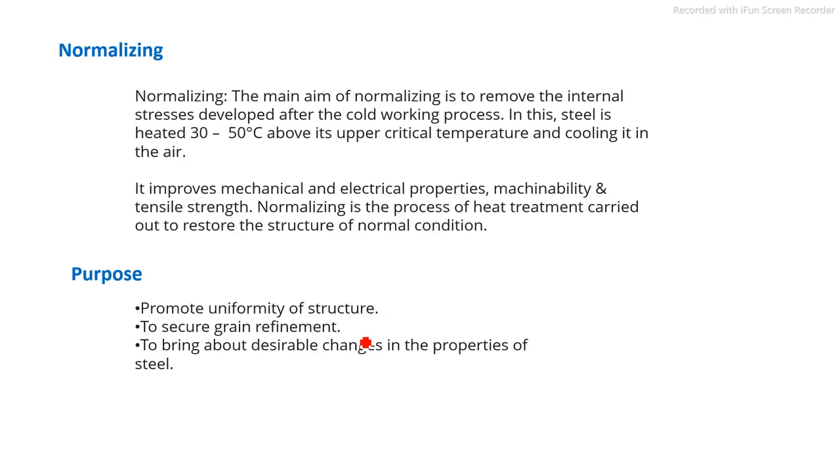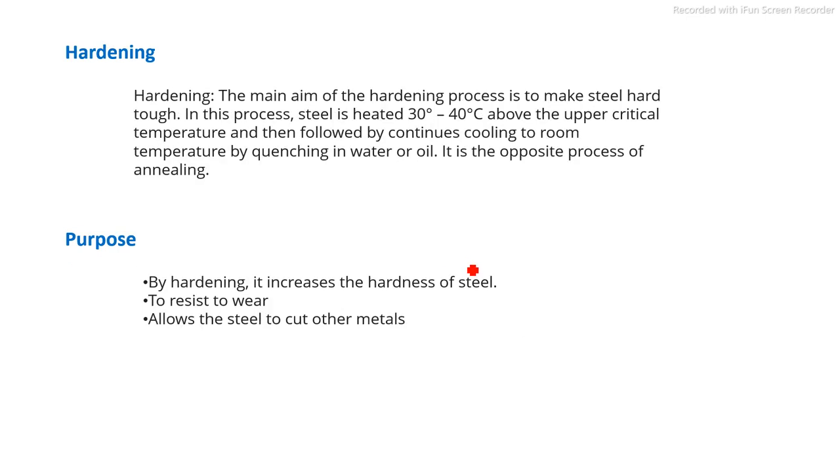Then the next is normalizing. In normalizing, the heating is also done 30 to 50 degrees Celsius above its critical temperature, and the cooling is done in air. Normalizing improves the machinability and the tensile strength. Next is hardening. You can go through this slide.